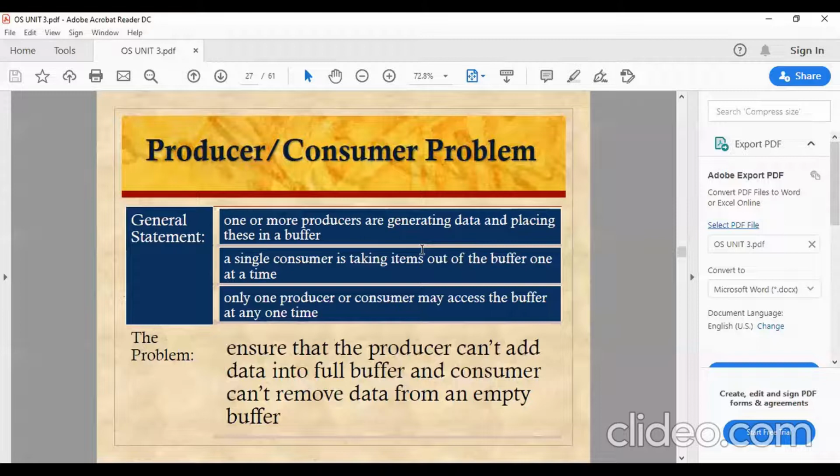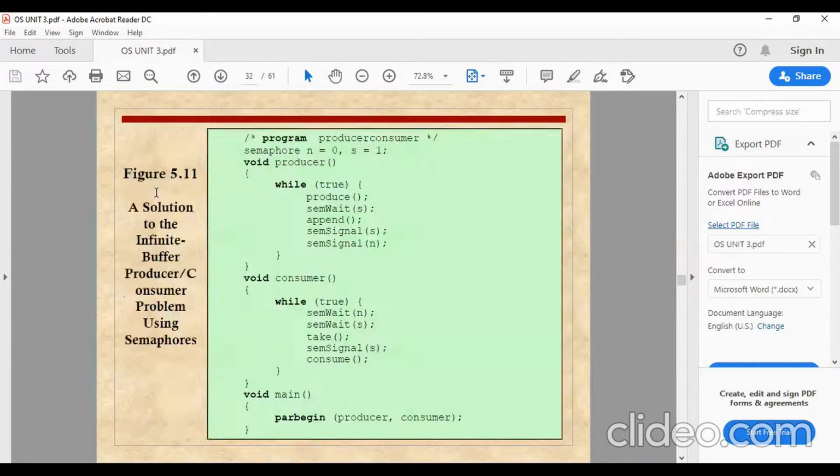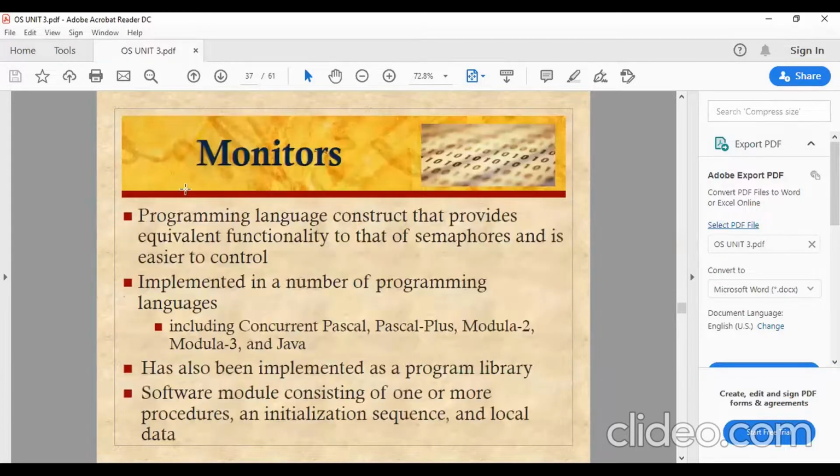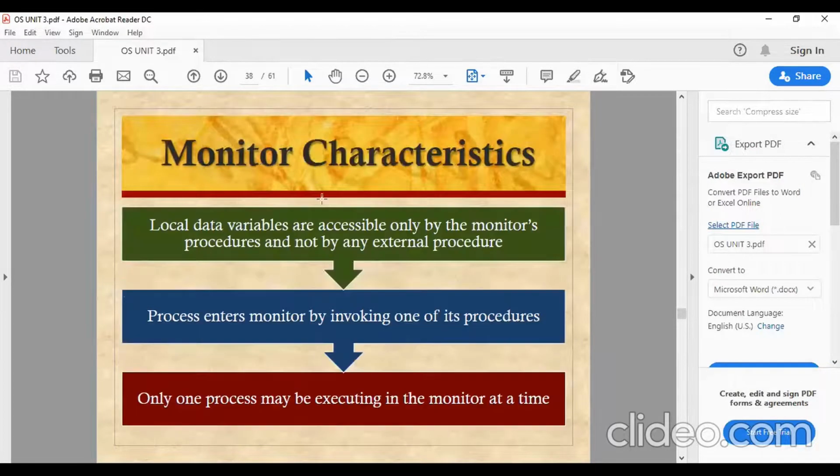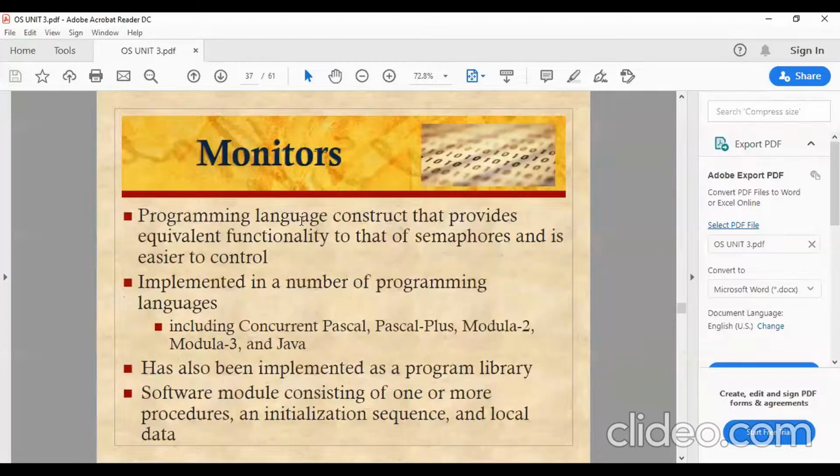How about this one? Semaphore. Okay, now the next part is your classical synchronization problem. In that, the first one is producer consumer, the second one is reader writer, and the third one is dining philosopher. And the third part was your monitors.